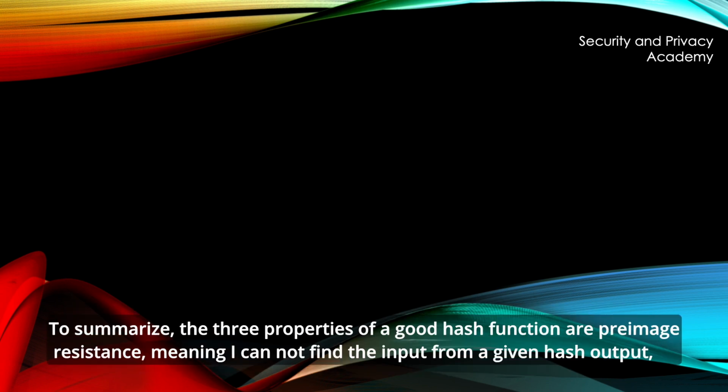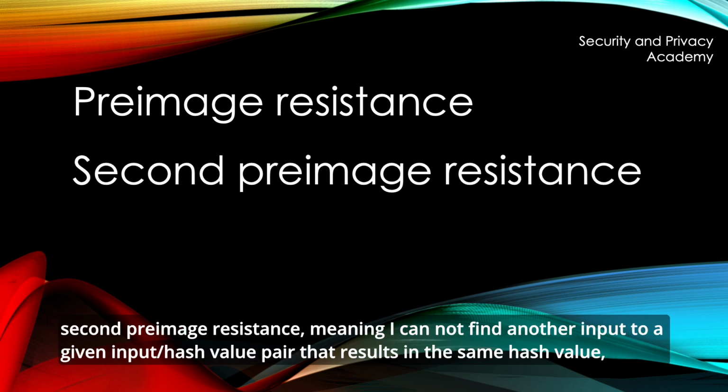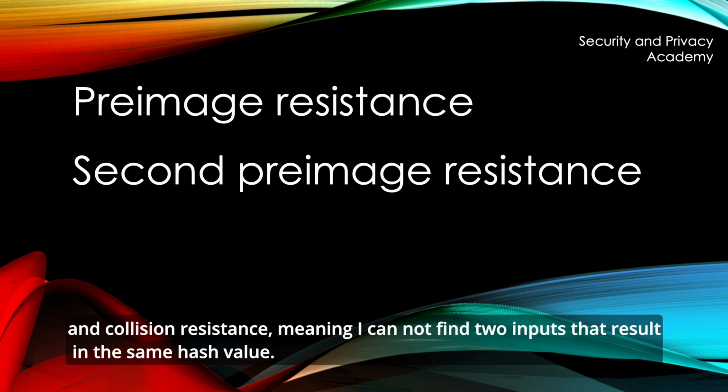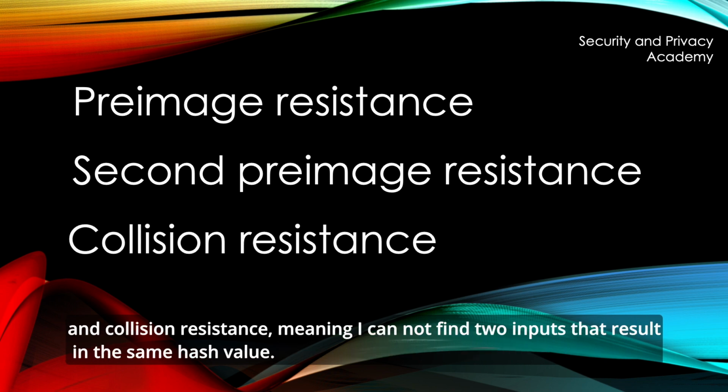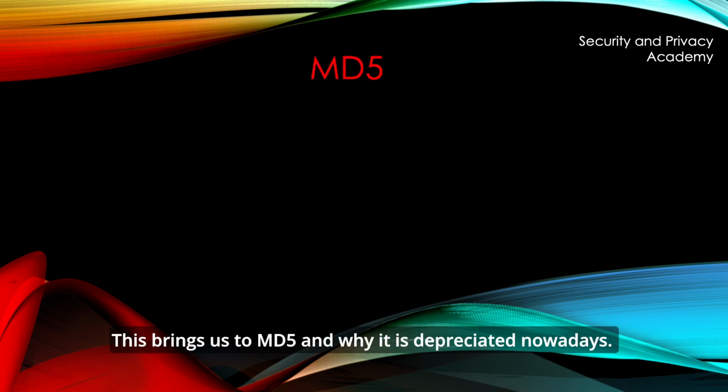To summarize, the three properties of a good hash function are pre-image resistance, meaning I cannot find the input from a given hash output; second pre-image resistance, meaning I cannot find another input to a given input hash value pair that results in the same hash value; and collision resistance, meaning I cannot find two inputs that result in the same hash value. This brings us to MD5 and why it is deprecated nowadays.